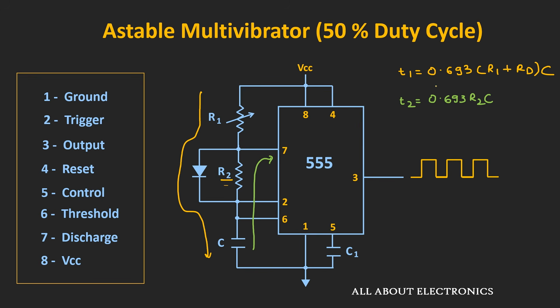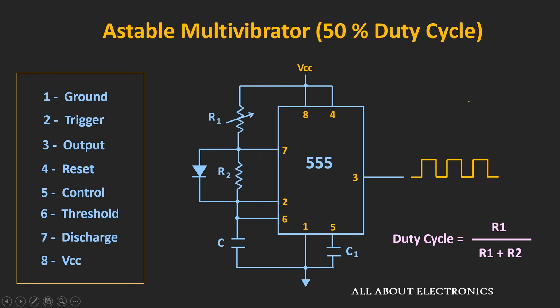Now over here, suppose we assume this diode as an ideal diode, in that case its forward resistance should be equal to 0. So in that case, this T1 will be equal to 0.693 times R1 times C, while the T2 will be equal to 0.693 times R2 times C, and in that condition the duty cycle will become R1 divided by (R1 + R2).